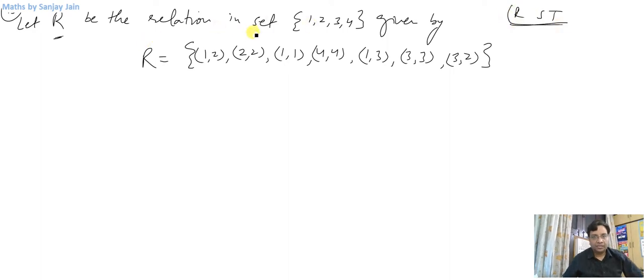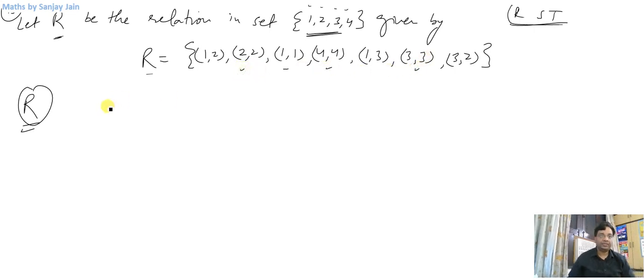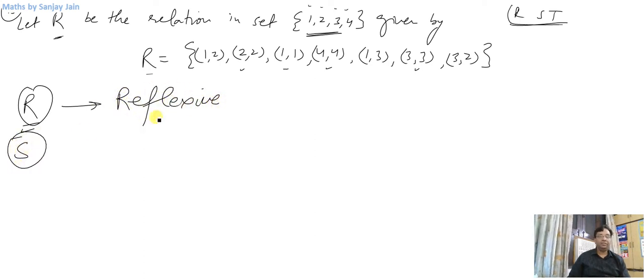So this is the relation defined in this set, and this is given by this relation. So for it being reflexive, 4 doublets should be present: 1 1, 2 2, 3 3, 4 4. So let us check. 1 1 is present, 2 2 is present, 3 3 is present, 4 4 is present. So I can say it is reflexive. What about it being symmetric? 1 2 is present, so 2 1 should be present, which is not present here. So it is not symmetric.